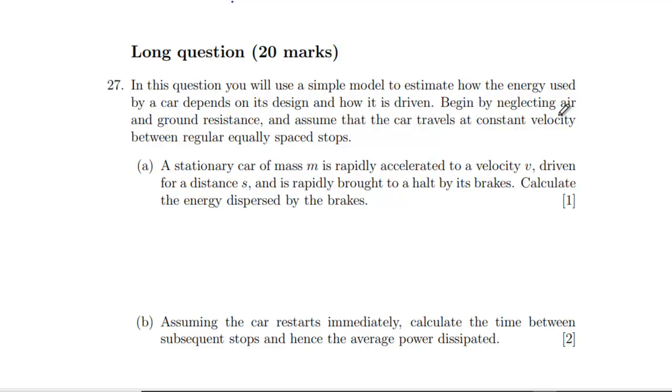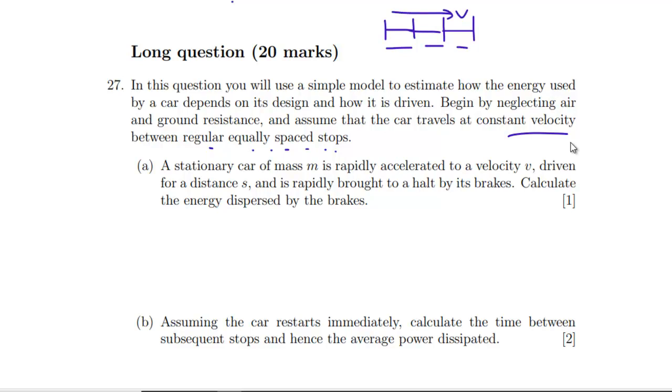Hello, here we are in the last part of the 2009 PAT. It's the long question. In this question, you'll use a simple model to estimate how the energy used by a car depends on its design and how it's driven. Begin by neglecting air and ground resistance. Assume that the car travels at constant velocity between regular, equally spaced stops. So we're doing some kind of stop-start approach, where all these are the same and we're moving at this constant velocity.